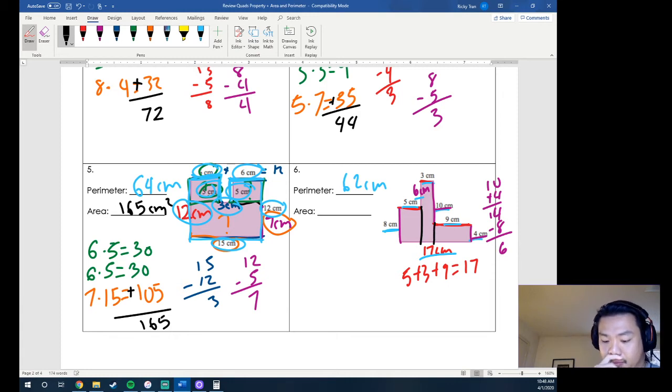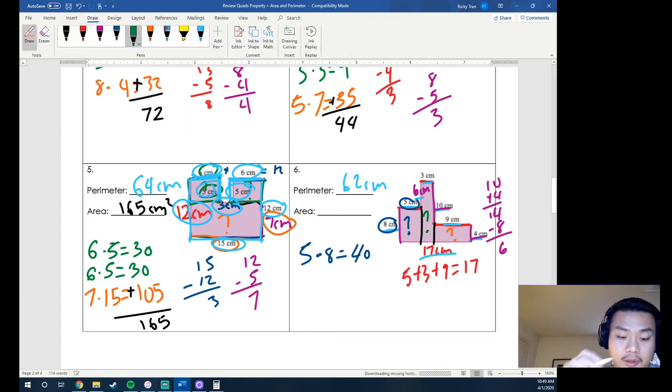Okay, so this area plus this area. No, Siri, be quiet. Plus this area. Okay, so for the dark blue, it's 5 and 8. So 5 times 8, which is 40.